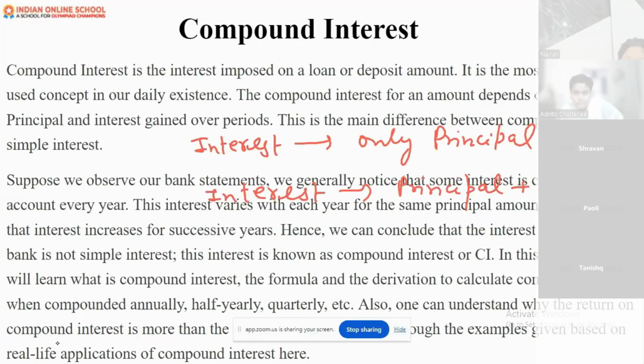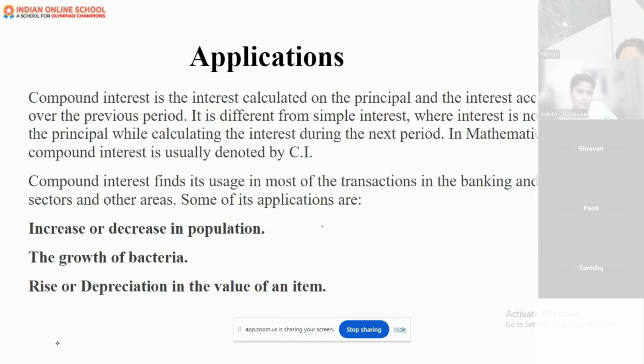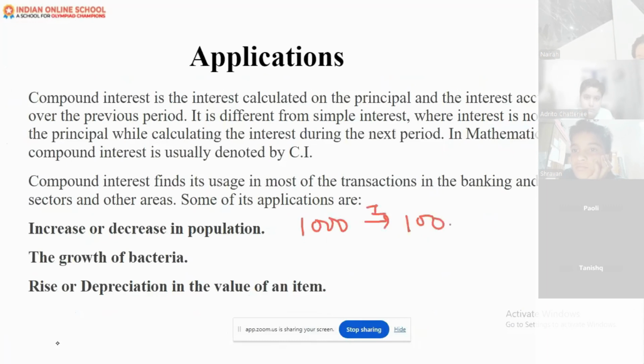Okay, so let's suppose, I will explain here. Let's suppose I have taken 1,000 rupees. The first time, as interest I have to pay 100 rupees. But next time, what will happen?